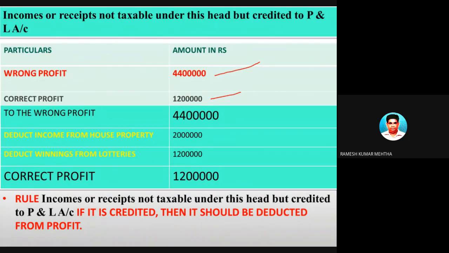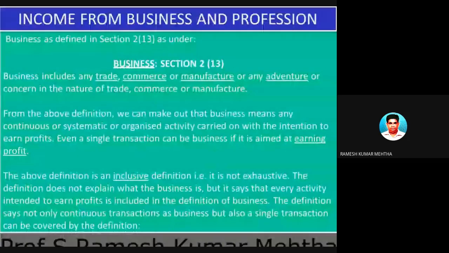So from this old profit of 44 lakh rupees, deduct these two incomes which are not incomes from business or profession. So you have to reduce this. That is, I have to deduct, and you will get the right profit. So incomes or receipts not taxable under this head, but credited to profit and loss account, if credited, should be deducted from profit to arrive at the correct profit. So hope you have understood.